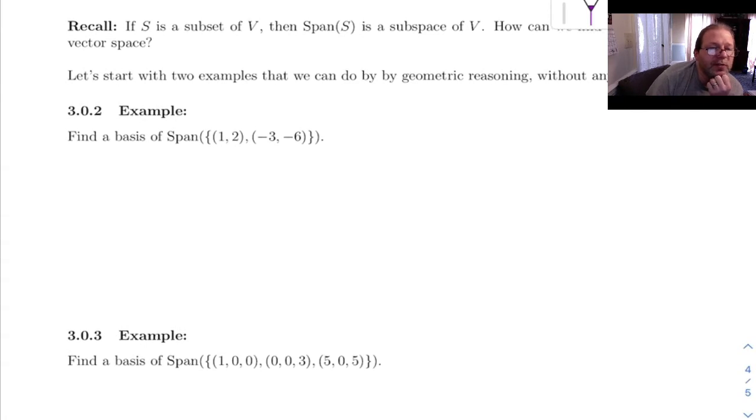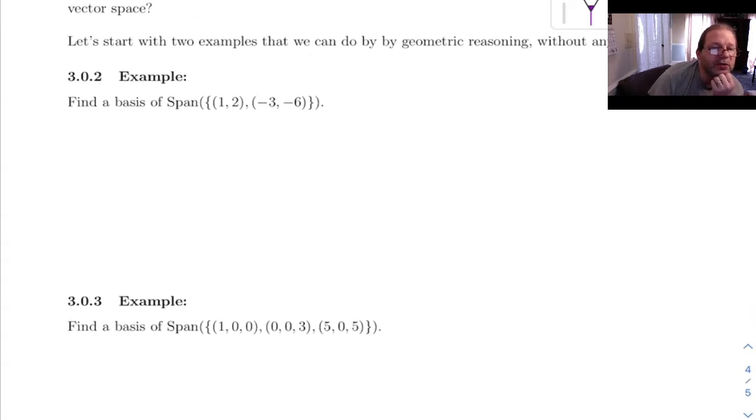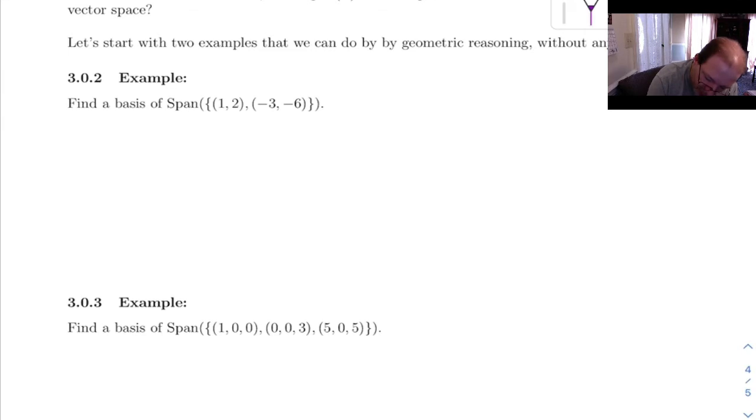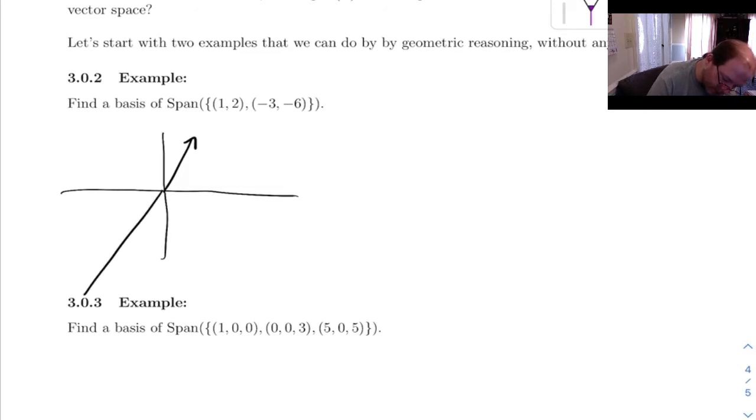So this first one, find a basis of the span of (1, 2) and (-3, 6). If you think of these as two vectors in R2, (1, 2) goes over 1 and up 2, so it's here. (-3, 6) goes back 3 and then up 6. So it's like that. So if you look at these, they really only span a line. And the second one is redundant.